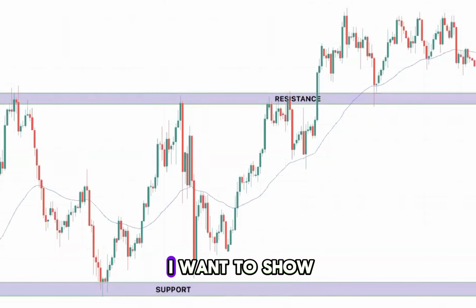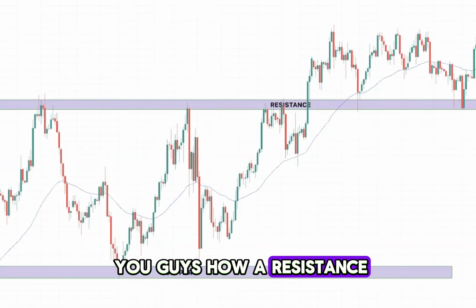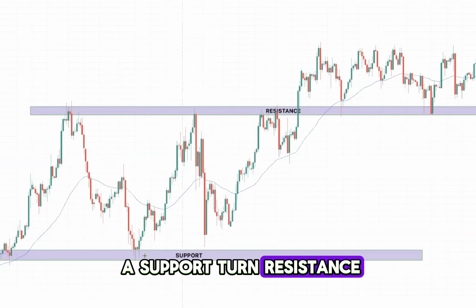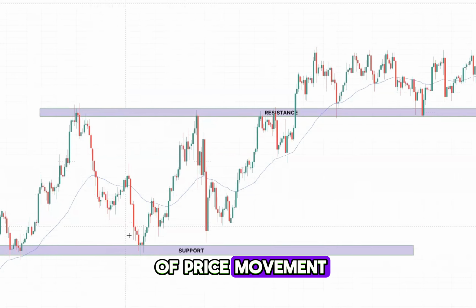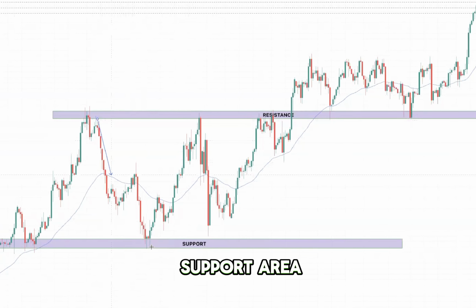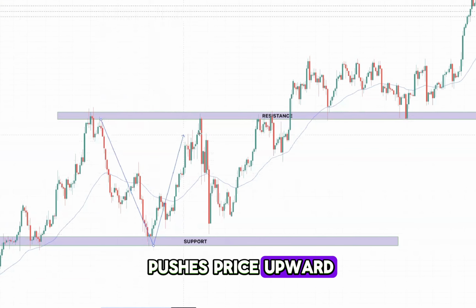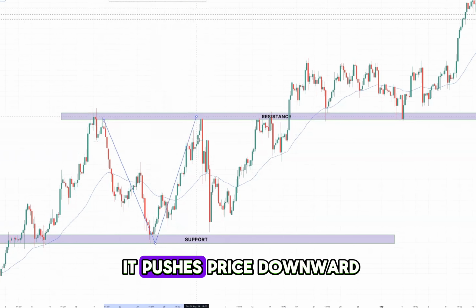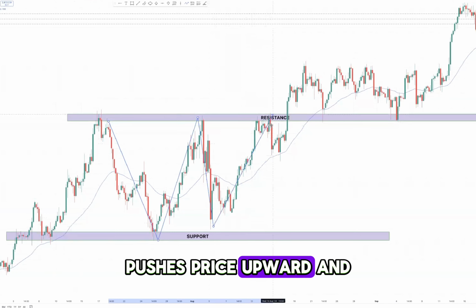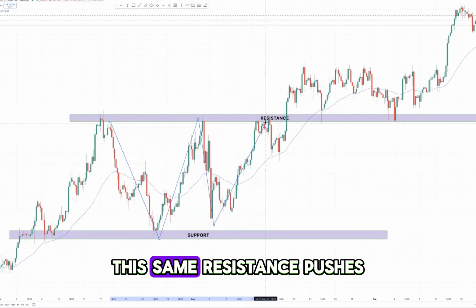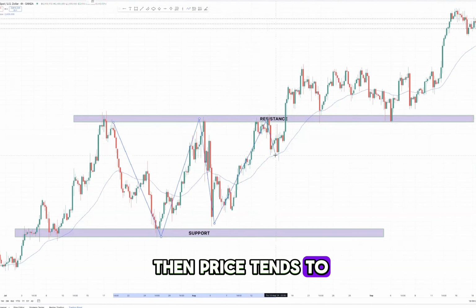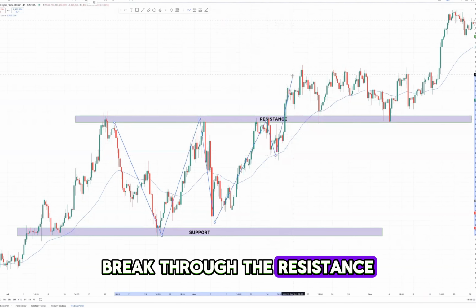Like I said, I want to show you guys how a resistance can turn into a support, because we've already done support turning to resistance. Now, as you can see, in the context of price movement, price taps into this support area and this support area pushes price upward. Tap into this resistance, it pushes price downward. Tap into this support again, pushes price upward. And you can see this same resistance pushes price downward, but not so well. Then price goes up again and breaks through the resistance.